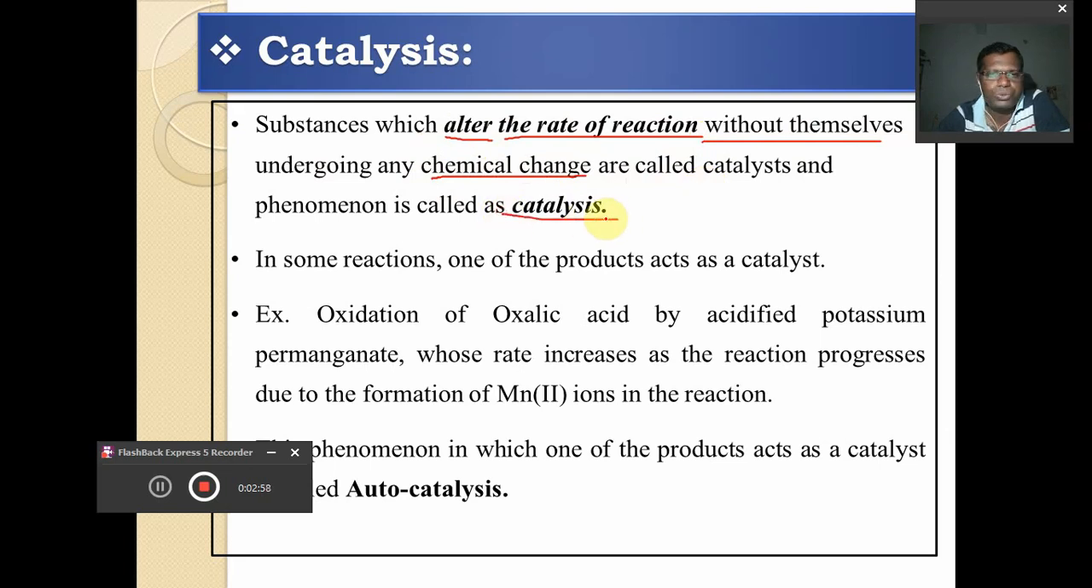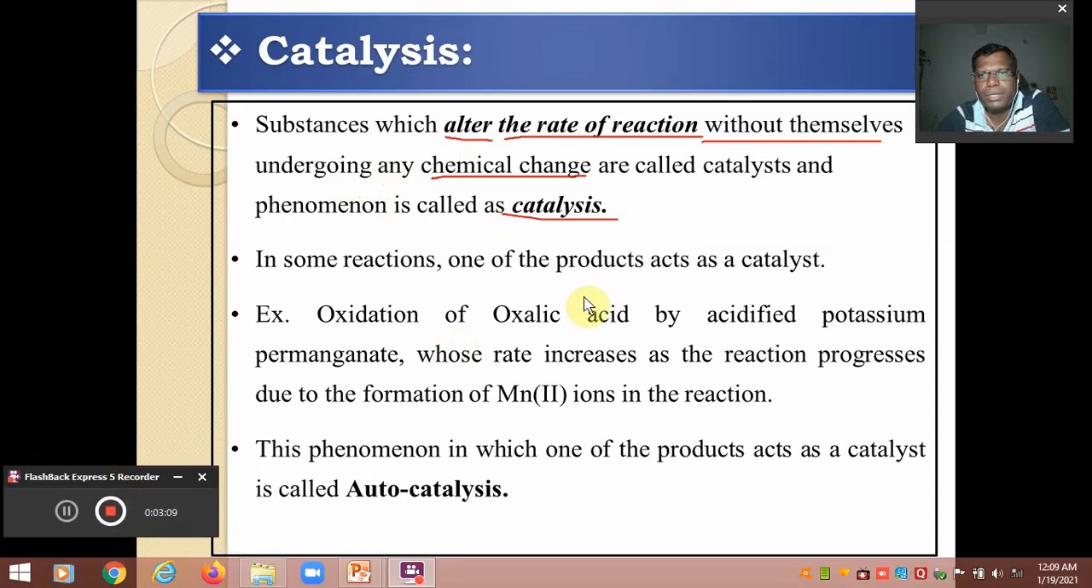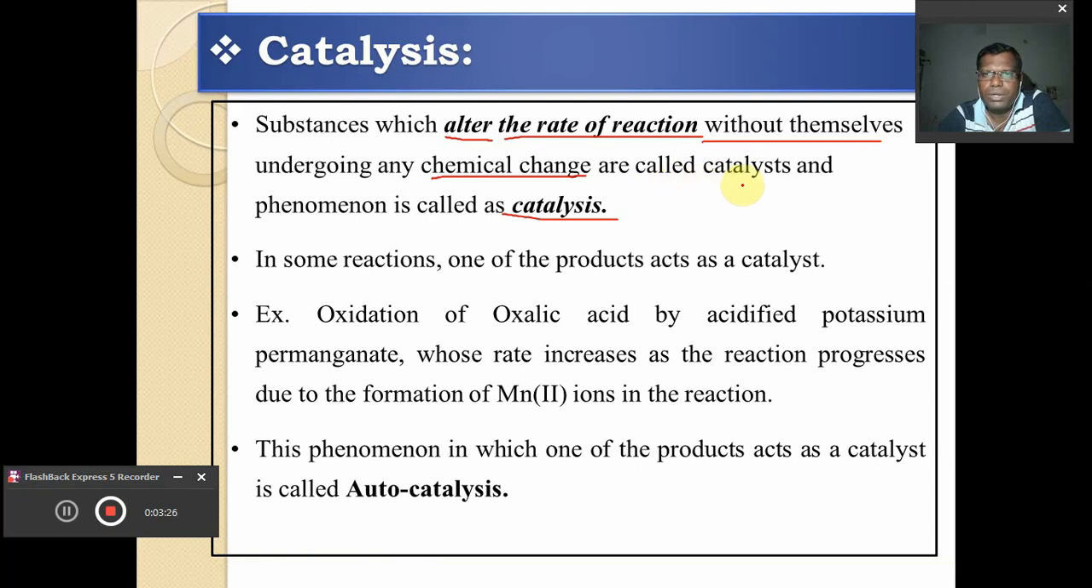So this is very important to know about the catalyst. The substance which alters the rate of reaction means the substance is able to either increase or decrease the rate of reaction without taking part in the reaction and undergoing no change in chemical composition, without itself undergoing any chemical change, is called a catalyst, and the phenomenon is simply called catalysis.